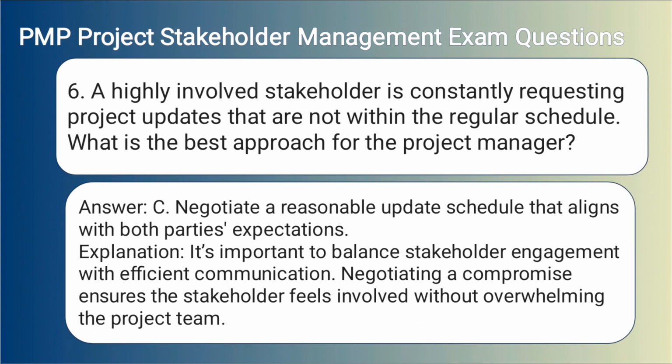Answer: C. Negotiate a reasonable update schedule that aligns with both parties' expectations. Explanation: It's important to balance stakeholder engagement with efficient communication. Negotiating a compromise ensures the stakeholder feels involved without overwhelming the project team.